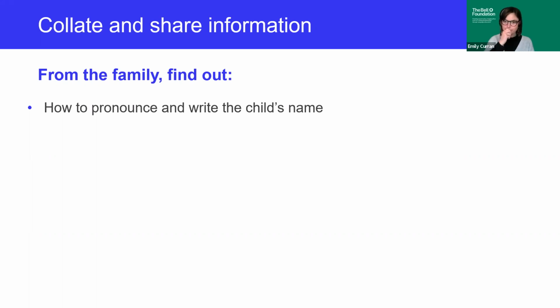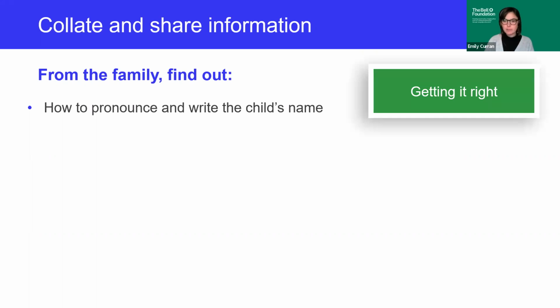There's also a useful guide called Getting It Right. It's a reference guide for registering students with non-English names, and that explains, for example, how first and last names work and transfer in different countries. So, for example, my last name is my father's last name, but in some countries it may be that the father's middle name becomes the child's last name.